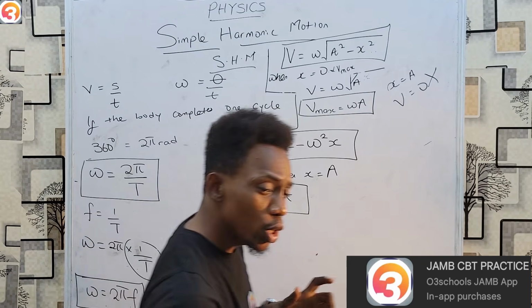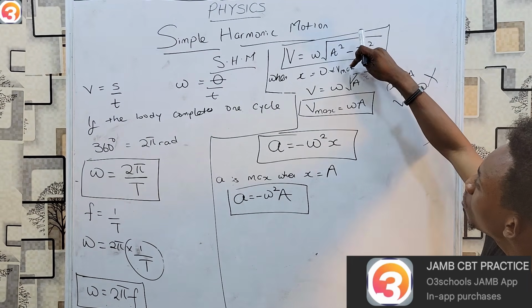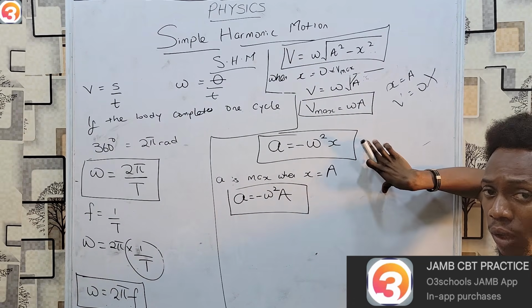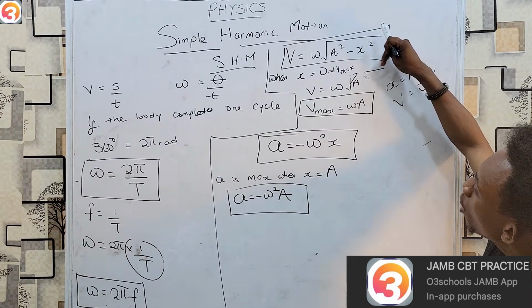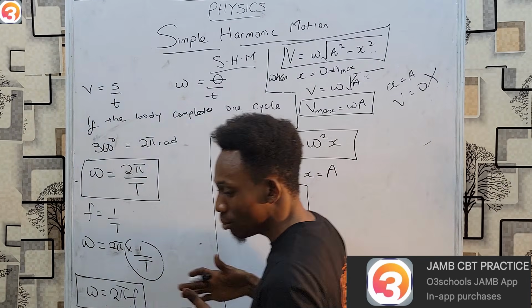So you notice velocity and acceleration are doing different things. When velocity is maximum, which is when x equals 0, acceleration will be 0. So when velocity is minimum, which is 0, acceleration becomes maximum.